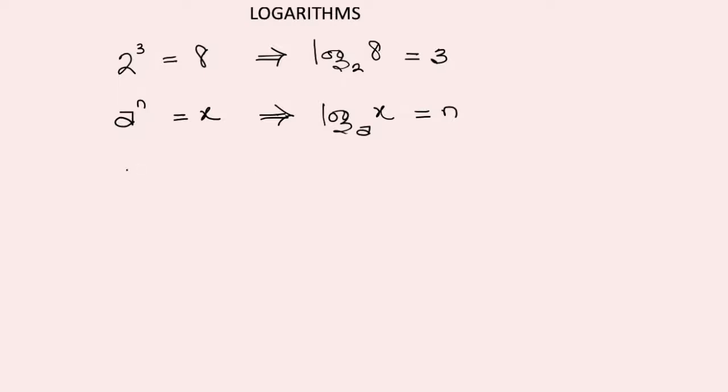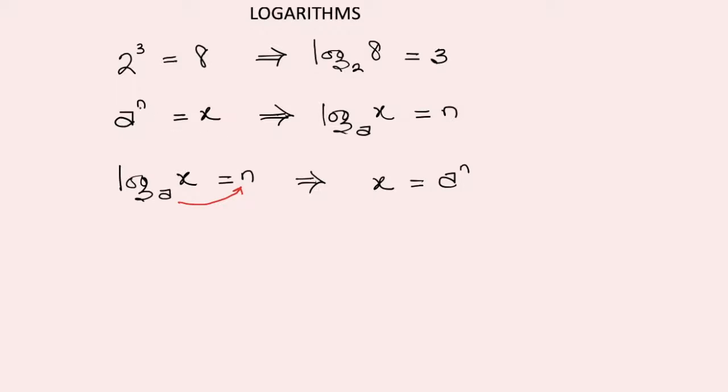And so this also tells us that if you have the expression on the right hand side, the logarithm to the base a of x equals n, to convert this back to indices, all you have to do is take your base and raise it to this power. So you raise this to this, and what you have is that x is equal to a raised to the power of n. And this is the relationship between indices and logarithm.